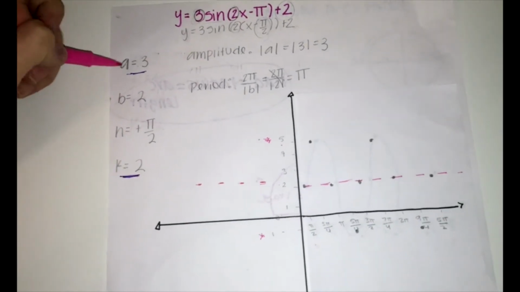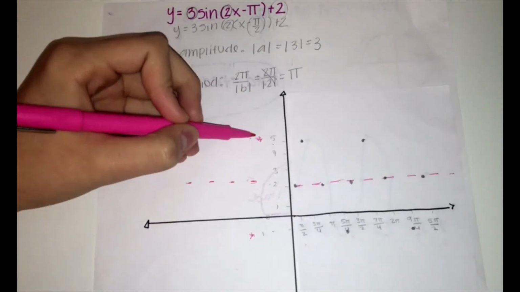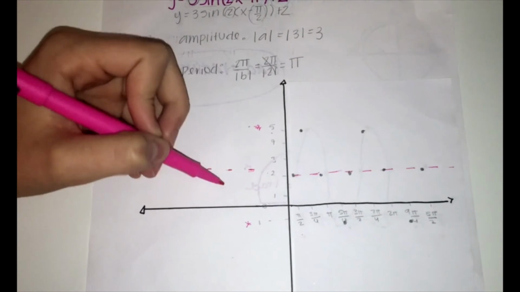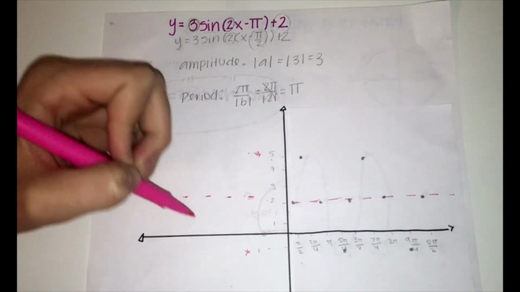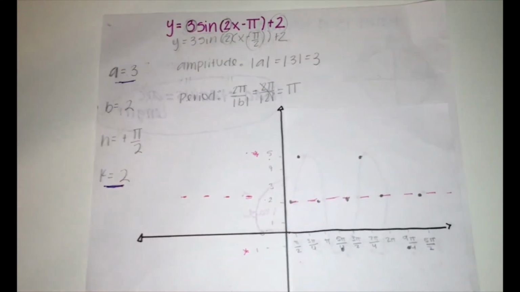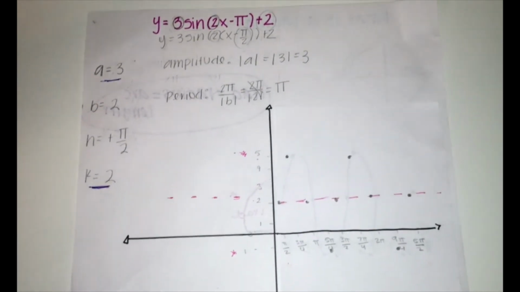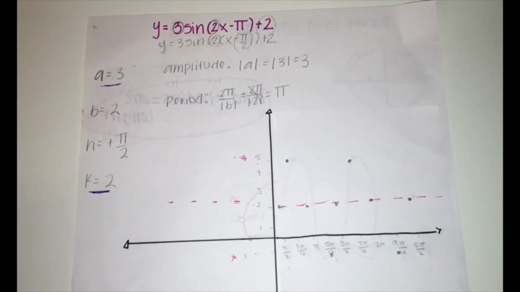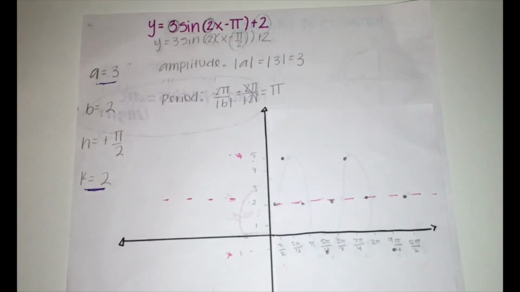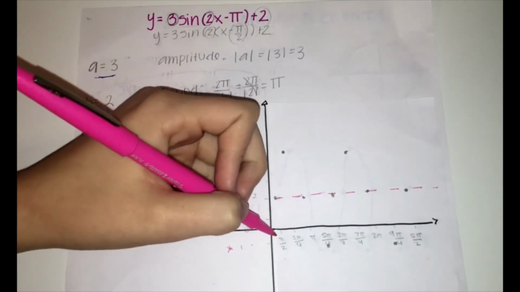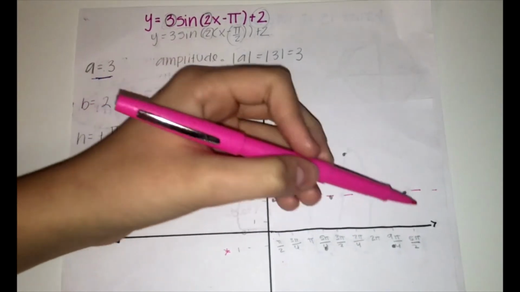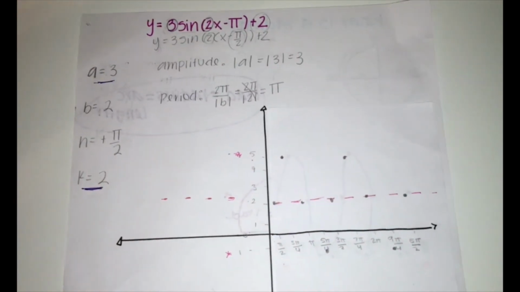So in this case, it being 3, we go 3 up from 2, which gives us a max of 5, and then we go 3 down from 2, which gives us a minimum of -1. Next, our h and our b tell us where our graph starts and where it ends. So in this case, we're doing 2 periods, and our graph will begin at pi over 2, and then it'll end at 5 pi over 2.